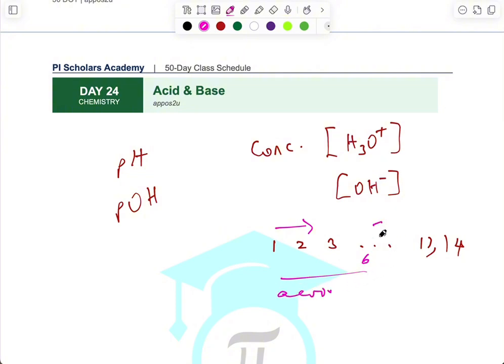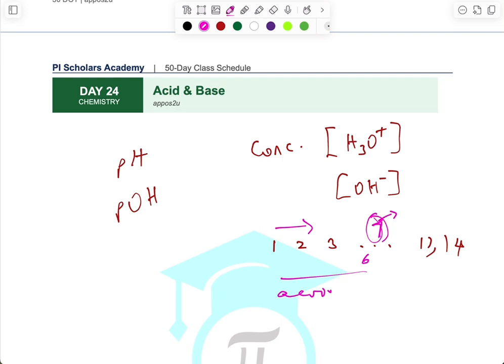But when you get to 7, any substance with a pH of 7 is a neutral substance. That is, it is neither acidic nor is it alkaline in nature. But when you begin to go from 8 to 13 to 14 and all of that, then you are talking about alkaline substances. That's basically what the pH is about.